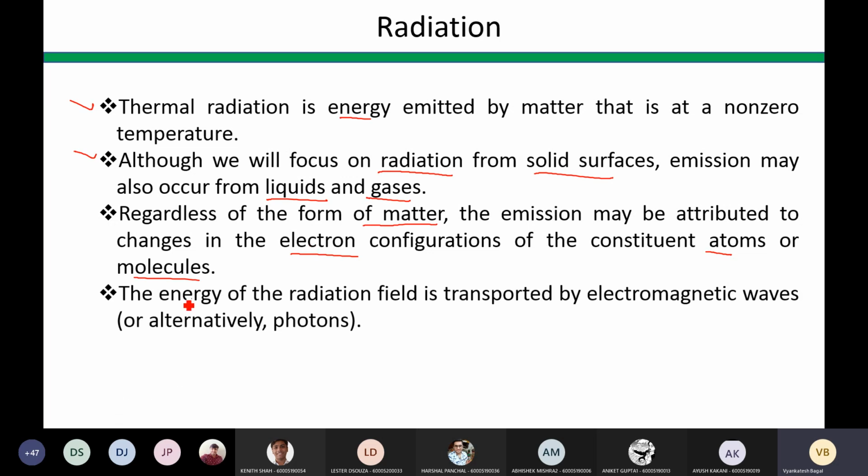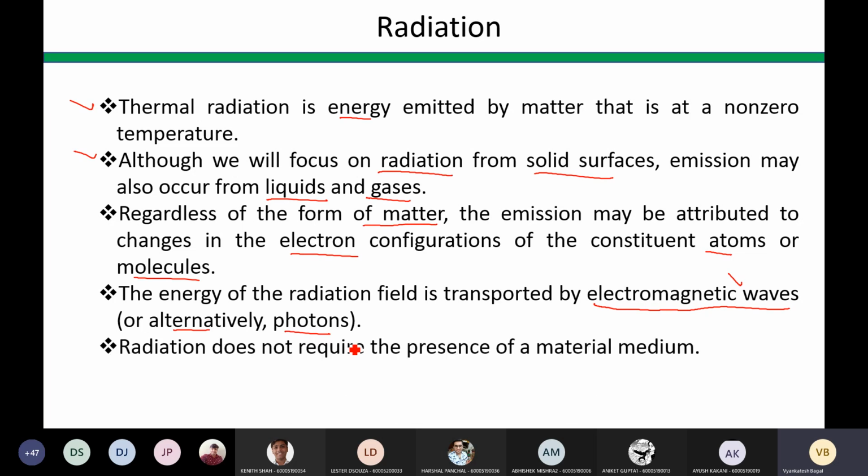Next point, the energy of the radiation field is transported by electromagnetic waves. We talked about this previously based on the electromagnetic wave theory, or simply wave theory, or alternately by the photons, based on the photon theory. So how the energy comes from the sun, we talked about these two things, that is wave theory and the photon theory.